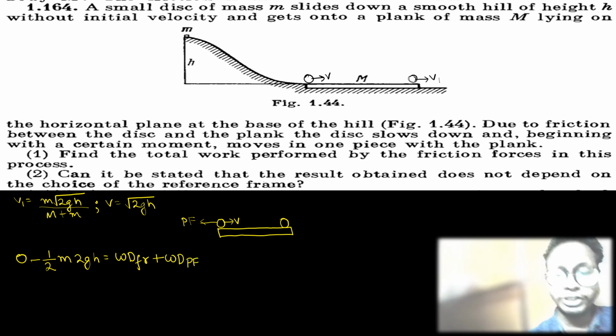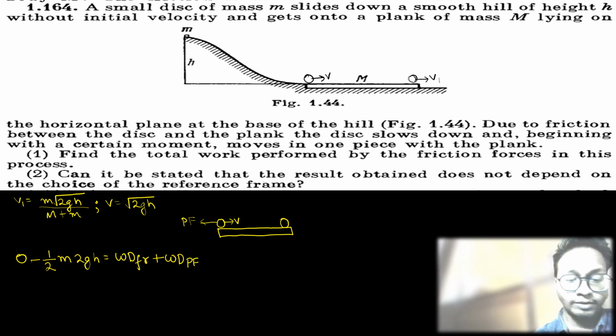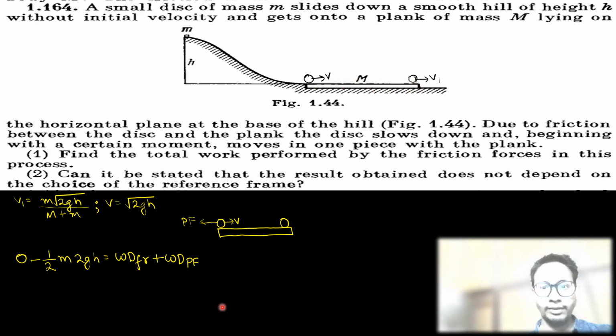Now my question is, what is the pseudo force? To find out the pseudo force, first we need to find out the acceleration of the slab. Now you have to find out the work done by pseudo force. To find out the work done by pseudo force, we need to find out the acceleration of this slab. So first we need to find out the acceleration of this slab. How do I find out the acceleration of this slab?